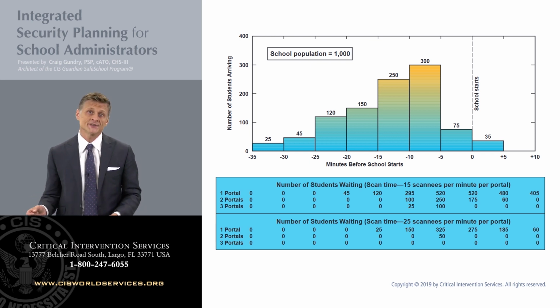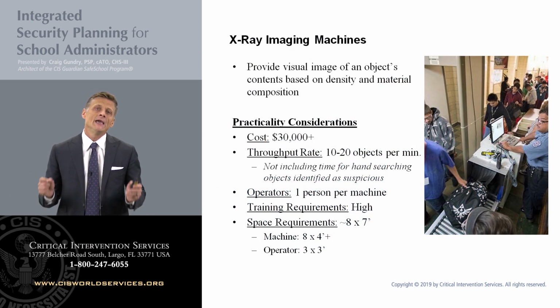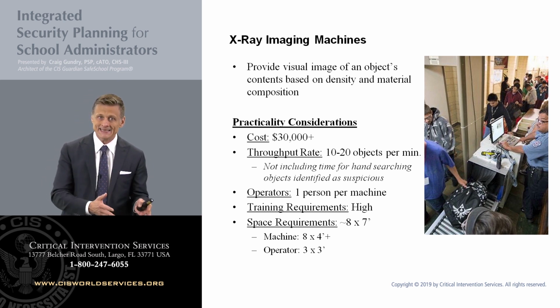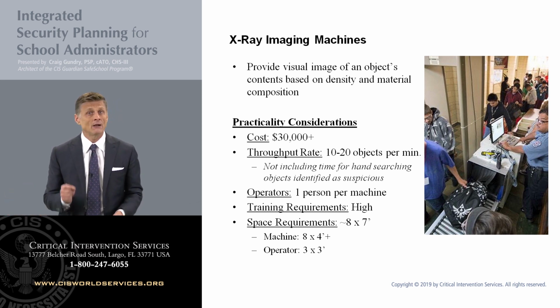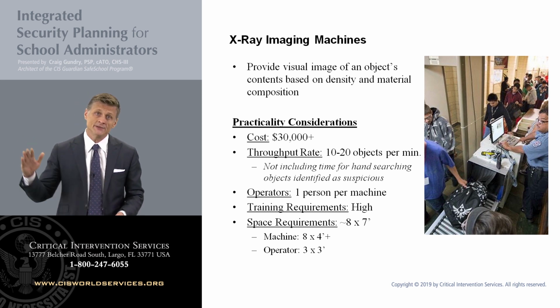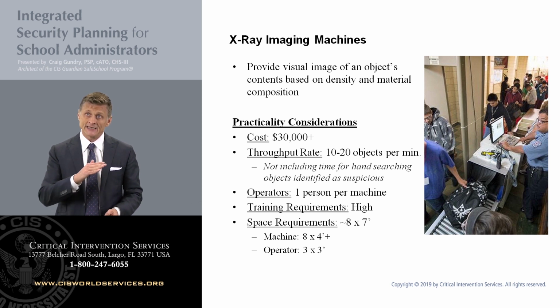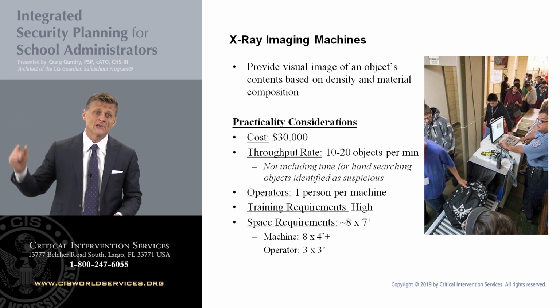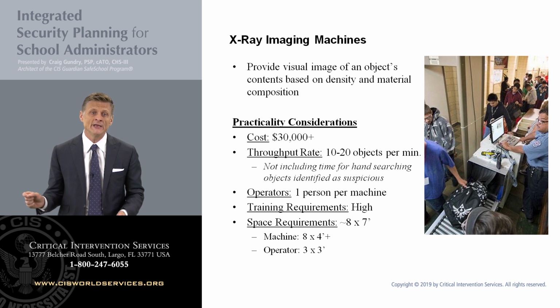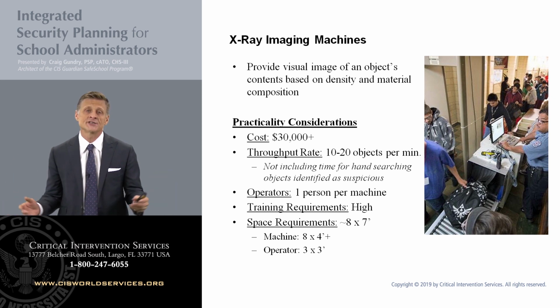A more efficient approach, or more effective for the purposes of detail, would be the use of an X-ray imaging system. X-ray imaging systems provide a visual image of an object's contents based on density as well as, with some technologies, material composition. You can expect to spend around $30,000 plus, and depending upon the features of that system and some of the integrated technologies like Z-scan technology, that cost can accelerate quite a bit. Throughput rate is around 10 to 20 objects per minute, not including any time for hand searching or second searching of any objects that were recognized as suspicious by the operator of the X-ray machine.